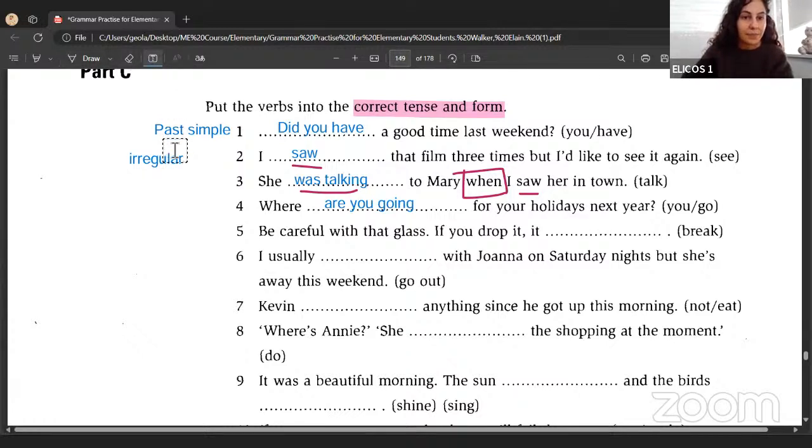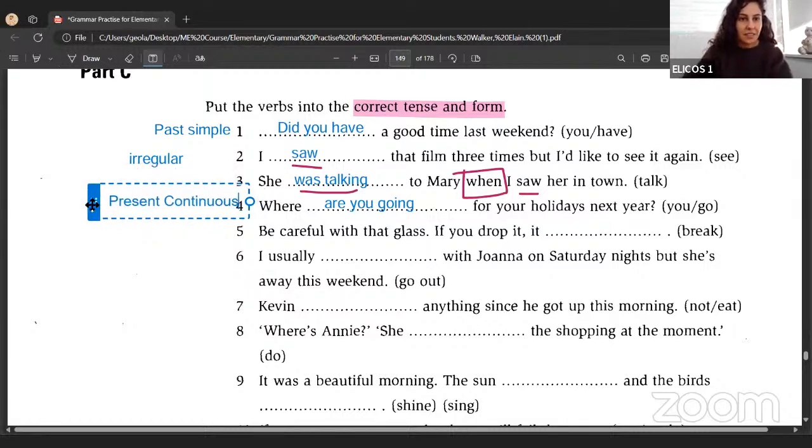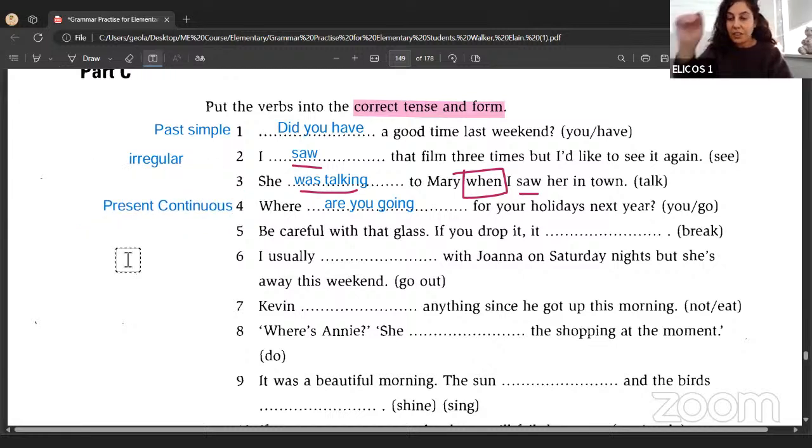It's in the present continuous. Yeah, it's got the ing. Okay, so where are you going for your holidays next year? So we know because of that word here, the time phrase, next year, this action hasn't happened yet. Not now, not yesterday or last year, but in the future, next year.